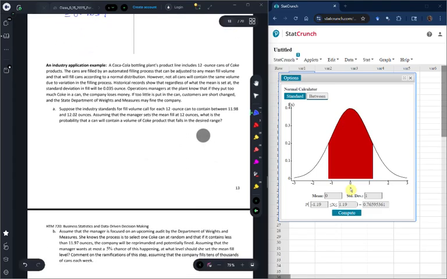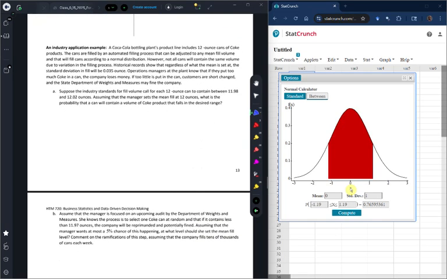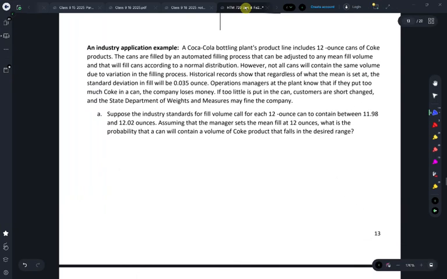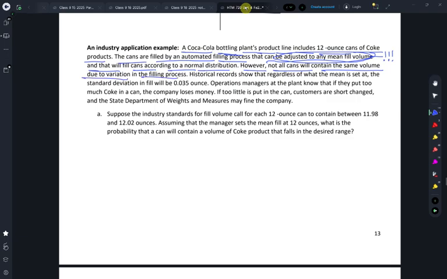We finally, on the normal distribution, take an application problem. So to do that, let me zoom in back in here. The Coca-Cola bottling plant's product line includes 12-ounce cans of Coke products. The cans are filled by an automated filling process that can be adjusted to any mean fill volume. Take note of that. And that fills cans according to a normal distribution. However, not all cans will contain the same volume due to variation in the filling process. So we have a variable here.